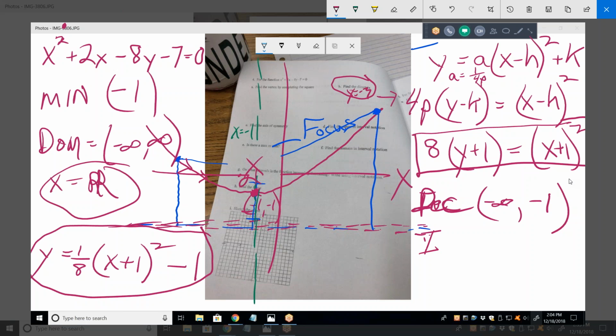So where is it increasing? In interval notation, -1 to infinity. In parentheses or bracket also? Parentheses. Comma, infinity. Because from here all the way to infinity on the x-axis, it's always going up, always increasing.